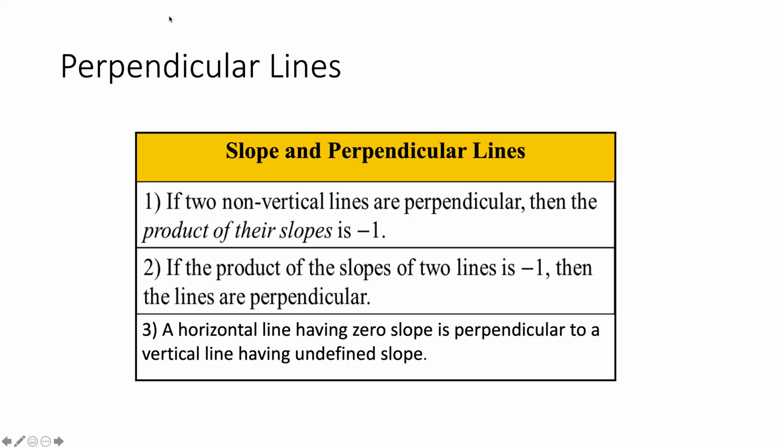Okay, perpendicular lines and how that relates to slope. Number one, if two non-vertical lines are perpendicular, then the product of their slopes is -1.